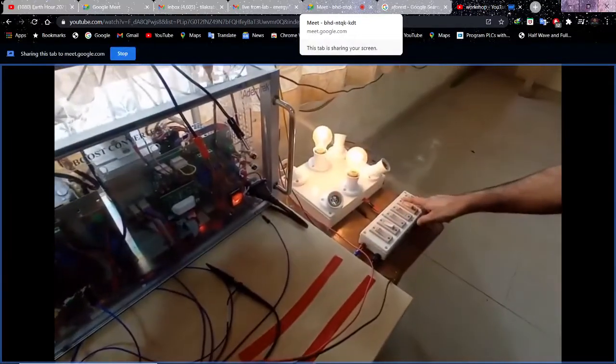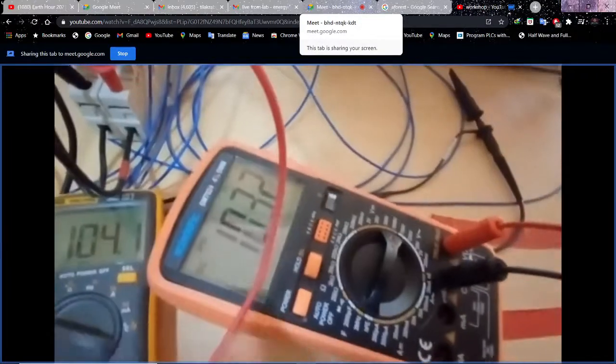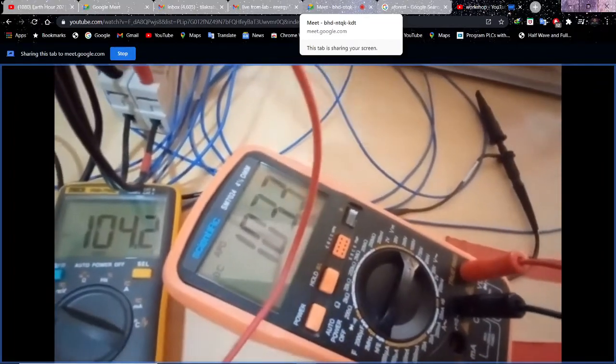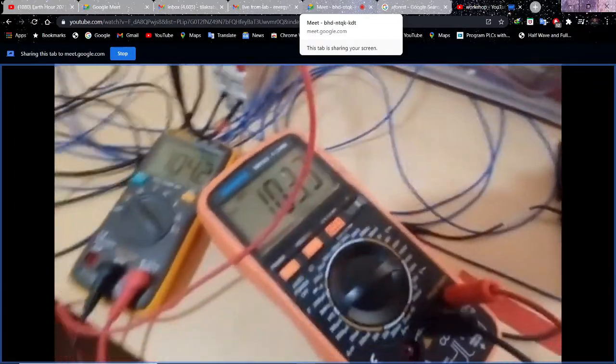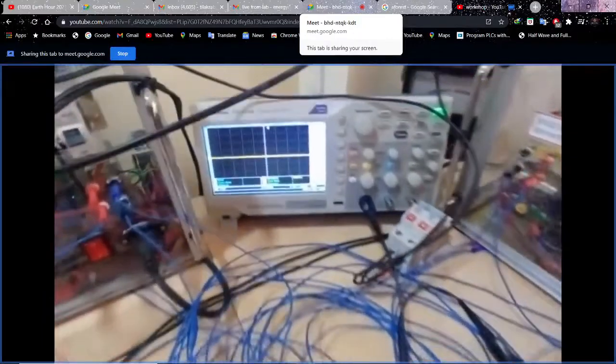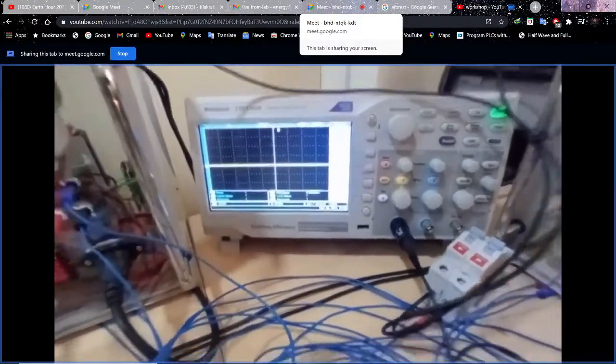Now immediately if we turn on another light, the voltage has dropped further to 103 volt. At that time the duty cycle is zero. Now we can see what will happen if we increase the duty cycle.